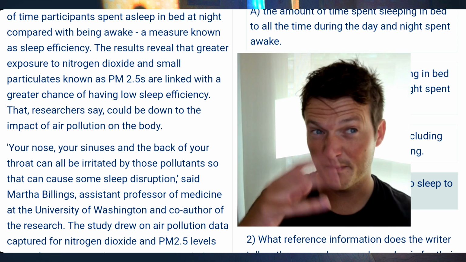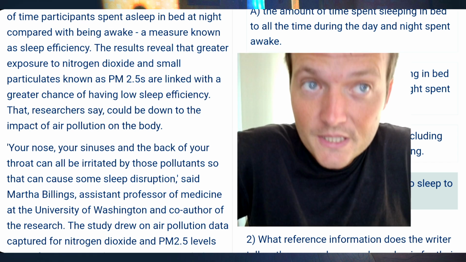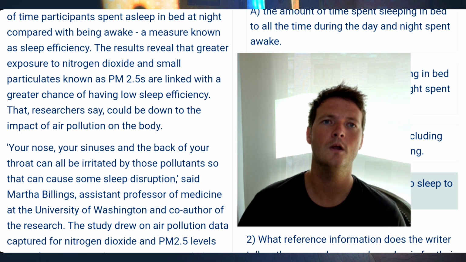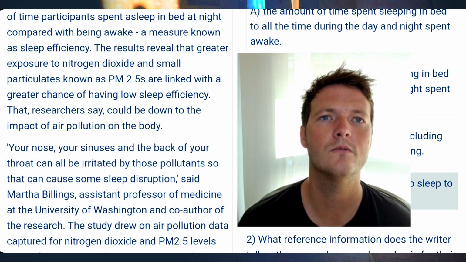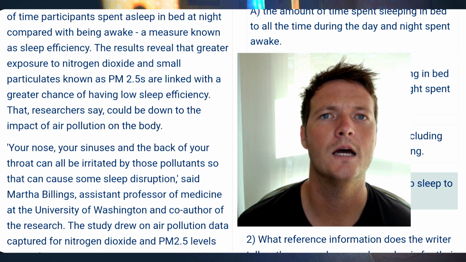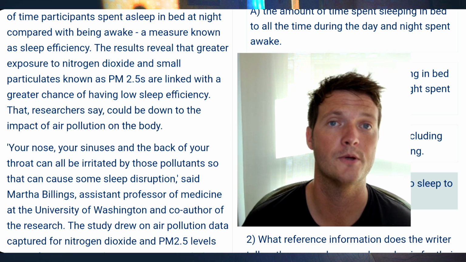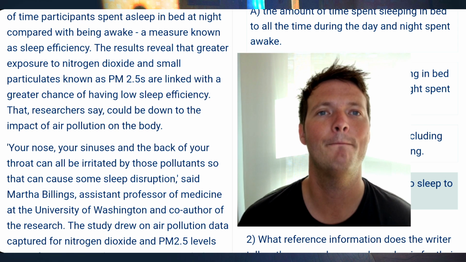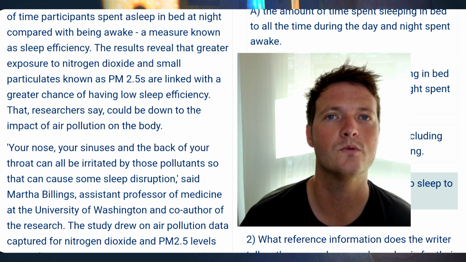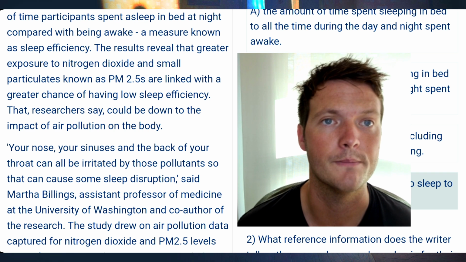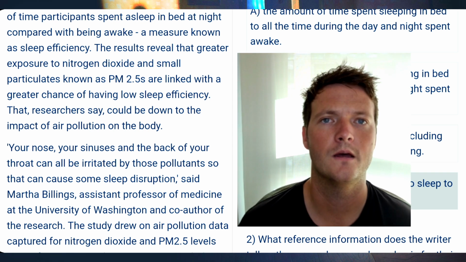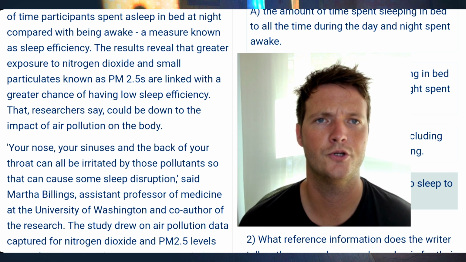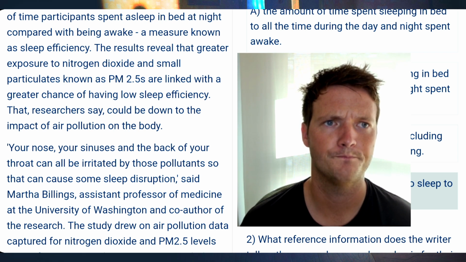The results, because this might be important at the end, because often question number 6 is a general comprehension question about the text as a whole. So it says, the results revealed that greater exposure to nitrogen dioxide and small particulates known as PM2.5s are linked with a greater chance of having low sleep efficiency. That, researchers say, could be down to the impact of air pollution on the body.